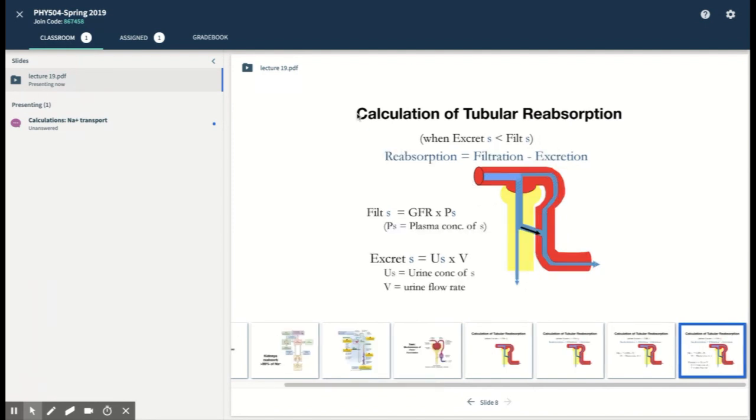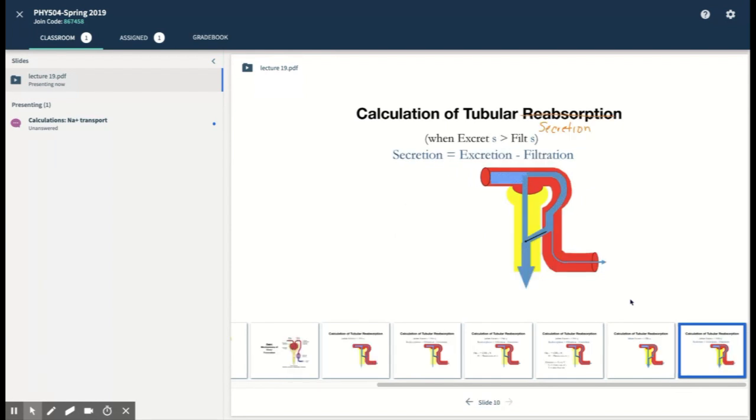If your filtration is bigger than your excretion, you have reabsorption. Right? You get a positive number from reabsorption equals filtration minus excretion. That positive number means filtration is greater. If you happen to calculate it where you calculated secretion, you did excretion minus filtration. If your filtration is bigger, you're going to end up with a negative number. So it's not secretion. You have a negative secretion.